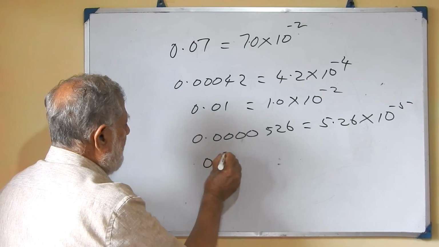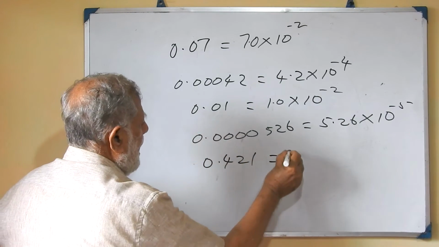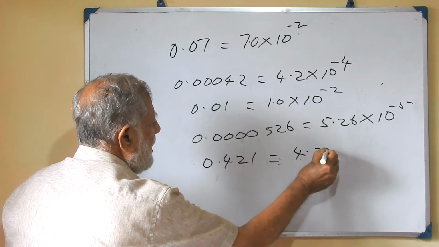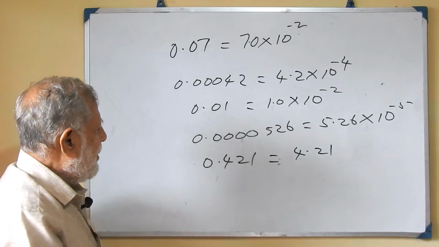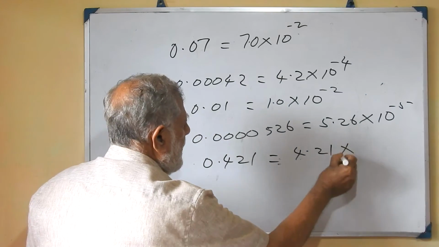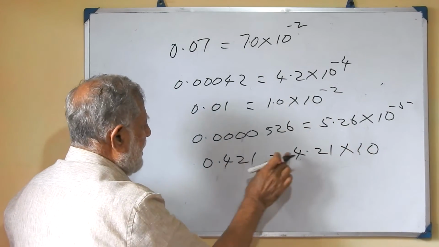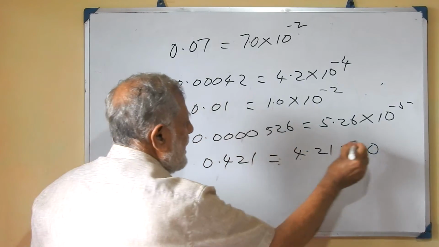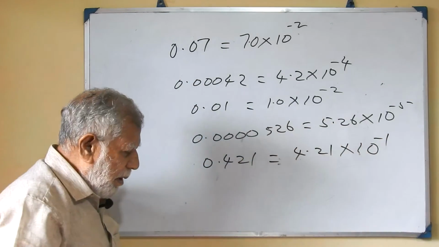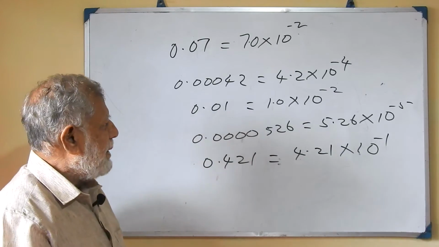Look at this one, 0.421. That is equal to 4.21. Always we should have the first number and decimal. 4.21 into 10 to the power. Now here we put the decimal here. So here to here you have to come backwards one number, so minus 1. So all these sums are like that, children. You have to just count the numbers and put the decimal.